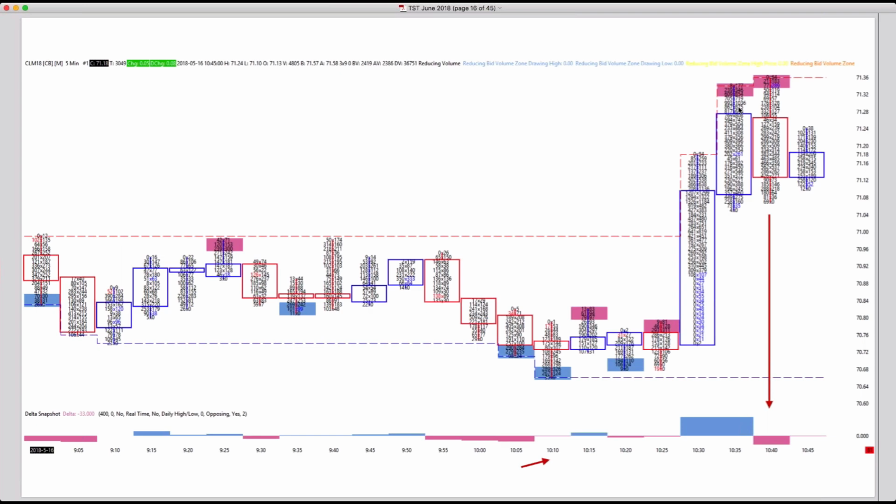So if I express this in plain English, I could be saying price made a new high, but at the new high, we started to experience fewer buyers. Price again made a new high in the next bar, but at that bar, the amount of selling was higher than the amount of buying.